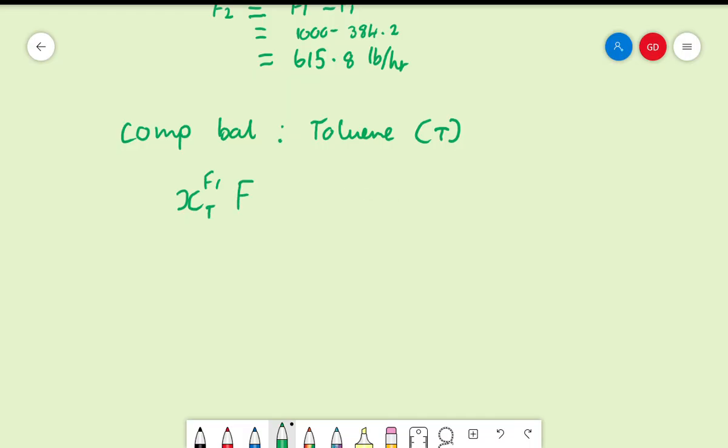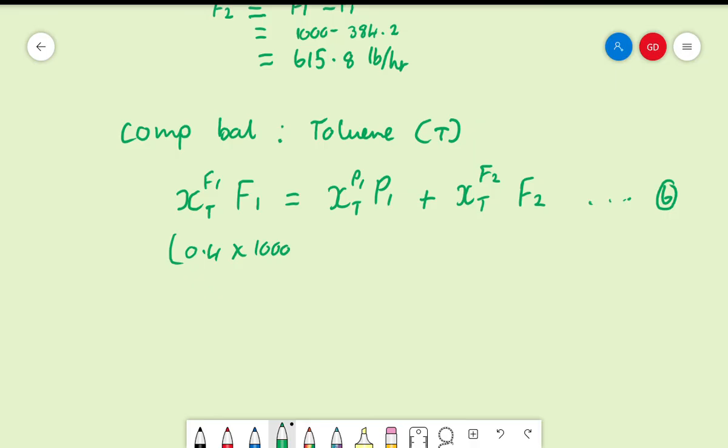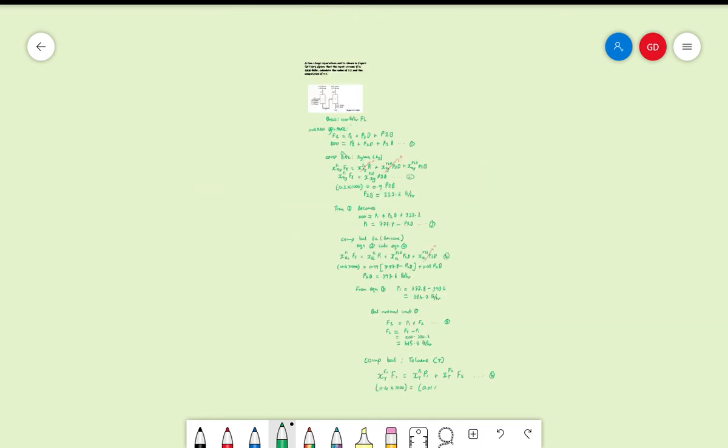F1 multiplied by the toluene fraction in F1 equals the mass fraction of toluene in P1 multiplied by the total amount of P1, plus the mass fraction of toluene multiplied by the total stream of F2. Okay, so that's equation 6. Now we substitute. We've got 0.4 multiplied by 1000, which is the initial flow rate that we're given, and then you've got 0.01 here multiplied by the amount that we found there.